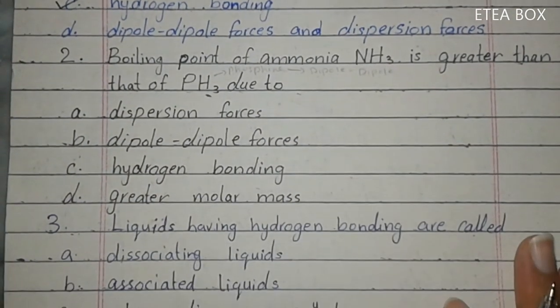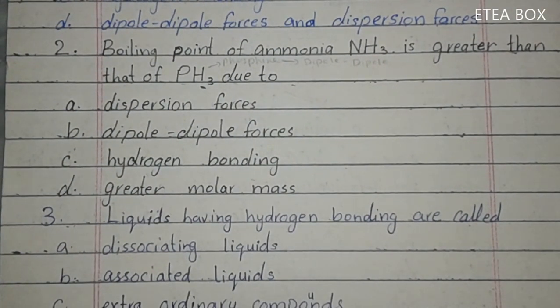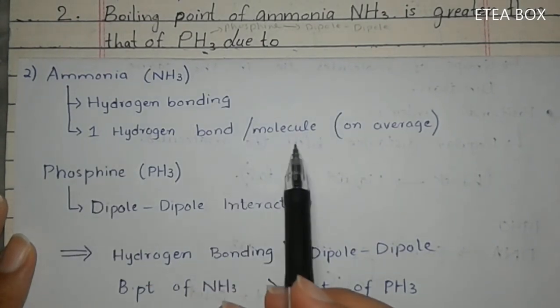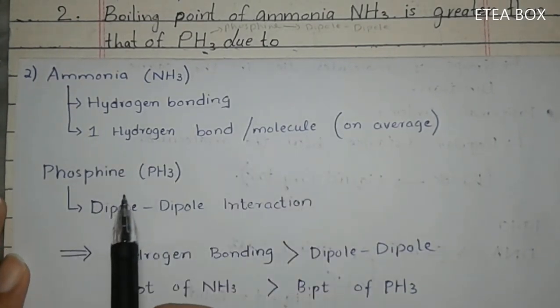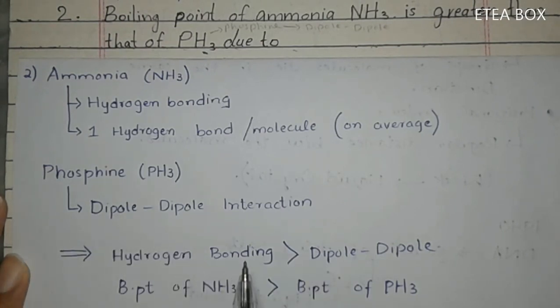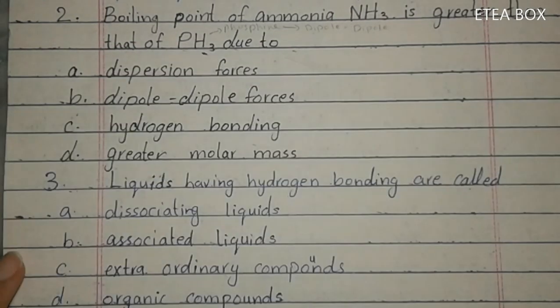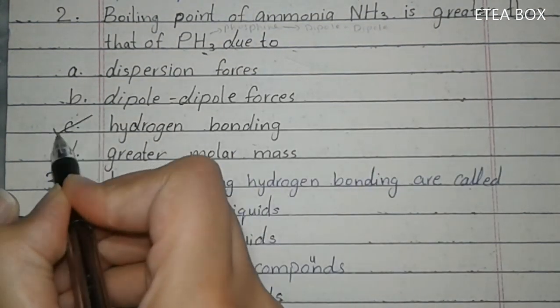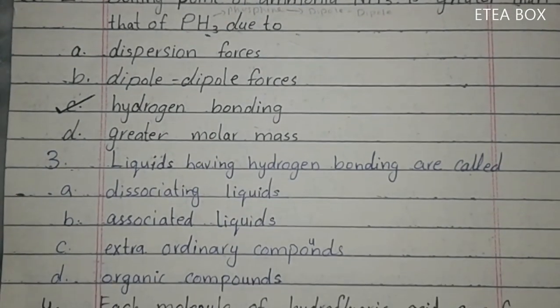Next one. The boiling point of ammonia is greater than that of PH3, phosphine, due to... See, here is ammonia. Ammonia contains hydrogen bonding, and it contains one hydrogen bond per molecule on average. Now phosphine contains dipole-dipole interaction, and we know that the strength of hydrogen bonding is greater than that of dipole-dipole interaction. So the boiling point of ammonia will be greater than that of phosphine. So let's see the options. The boiling point of ammonia is greater than that of phosphine due to the hydrogen bonding. Ammonia contains hydrogen bonding, that's why its boiling point is greater.